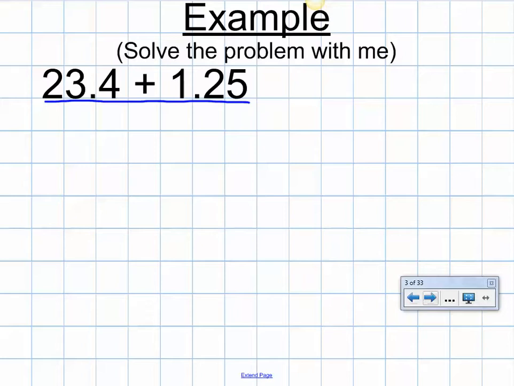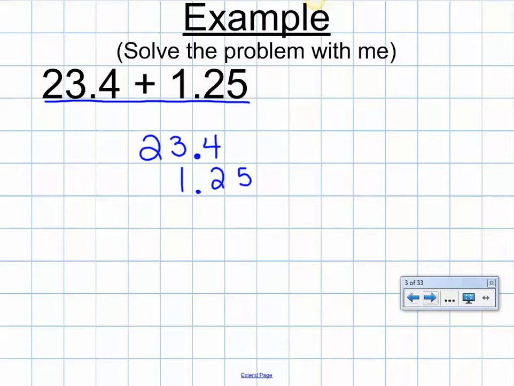Step 1 says to write the problem vertically, lining up decimal points. So let's rewrite this vertically. I'm going to write one number in every single one of the boxes. I'm going to put my decimal point right there, and then line up my decimal point. So my 1 is going to go below the 3, and then I'm going to have my 2 and my 5. Hopefully you made it look like this as well.